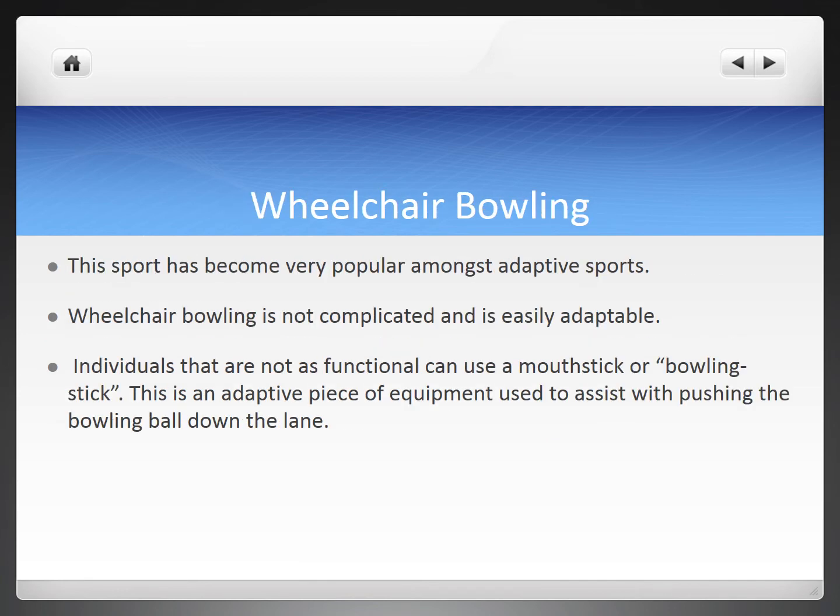One sport that is becoming very popular in the adaptive sports world is wheelchair bowling. This sport has become very popular amongst people with quadriplegia and paraplegia. People enjoy wheelchair bowling because it is not complicated, it's easy to understand, and it is easily adaptable. Individuals that are not as functional, with higher injuries on their spinal cord, can use a bowling stick. This is an adaptive piece of equipment used to assist with pushing the ball down the lane.